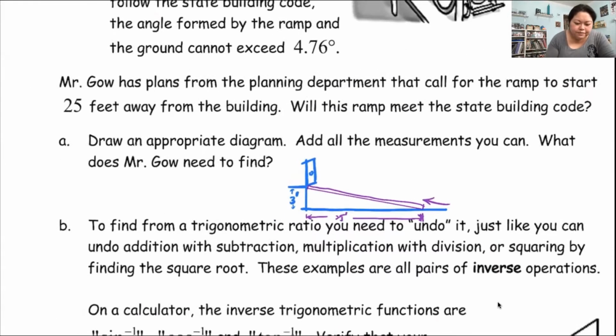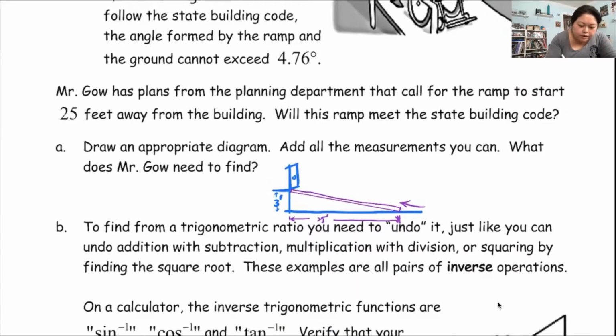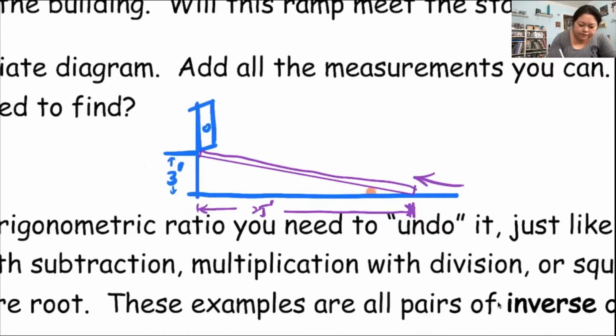And it says, the angle formed by the ramp and the ground cannot exceed 4.76 degrees. So where the ramp and the ground meet is right here. So that's your angle. This is the angle we're looking at. This part right here, that's the angle theta. We call that theta. Theta is a variable we use very often to represent a missing angle, and it's simply a 0 with a bar through. It is a Greek letter that is used very often, and you might want to get comfortable because you're going to see this a lot in future classes, all right?